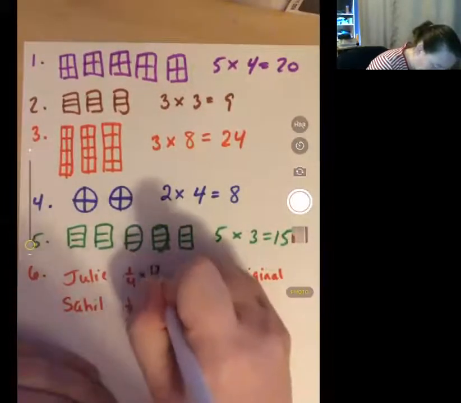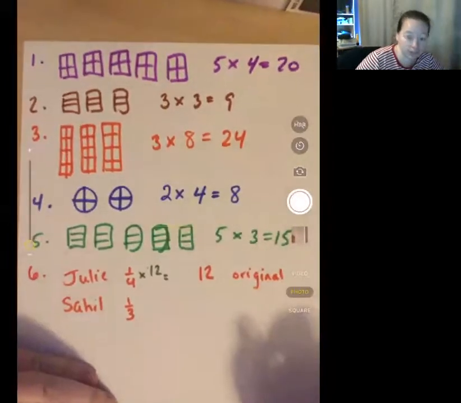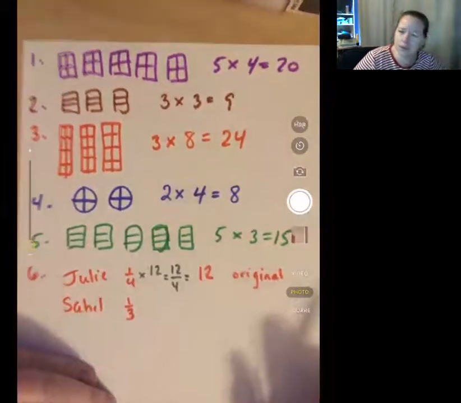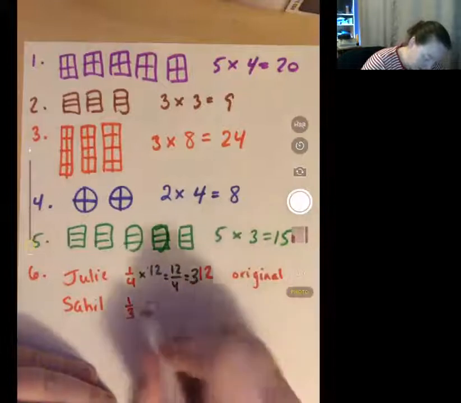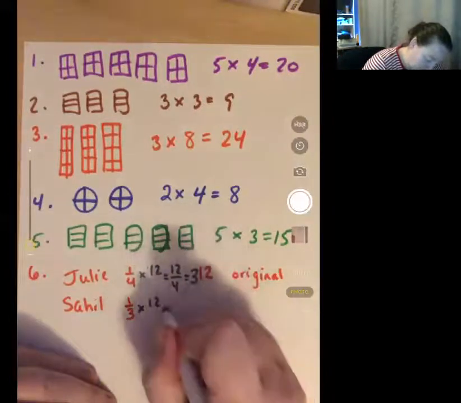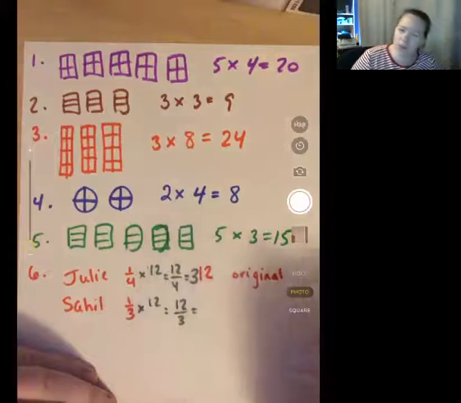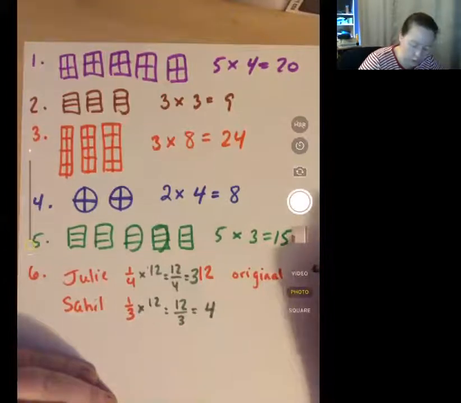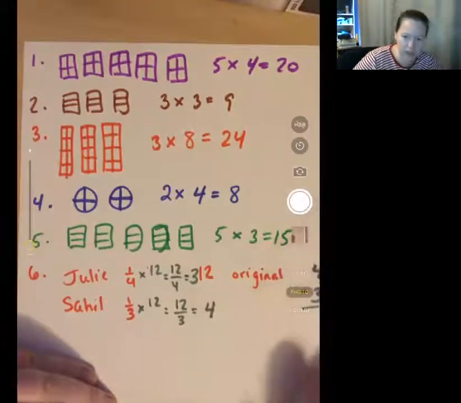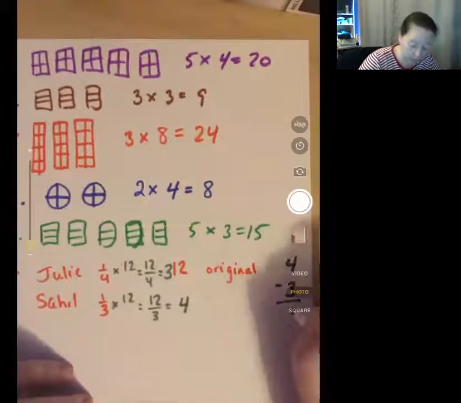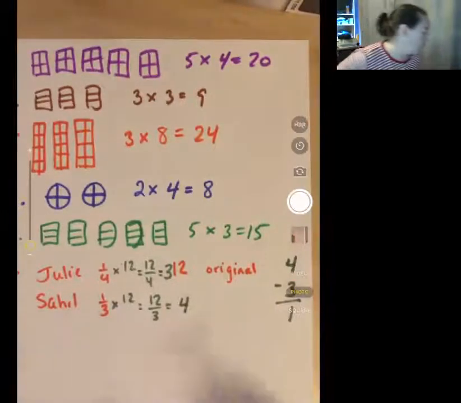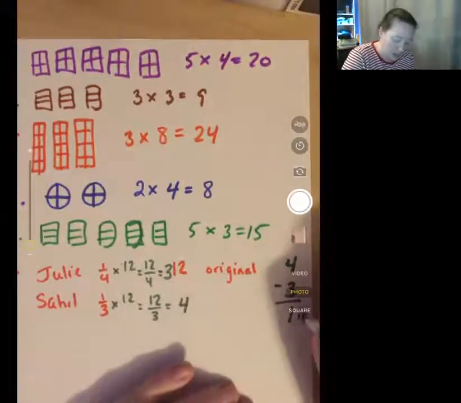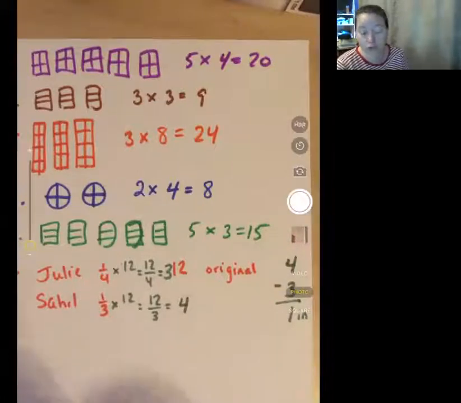You know what? I'm just going to put it there. Times 12. And then I end up with 12/4. Or what is 12 divided by 4? 3. Down here, I'm going to multiply by 12. I end up with 12/3. What is 12 divided by 3? 4. And then it wants to know the difference, so I do 4 minus 3, which is 1. So the difference is 1 inch. And I'm going to go IN for inch because that is our abbreviation for inch.